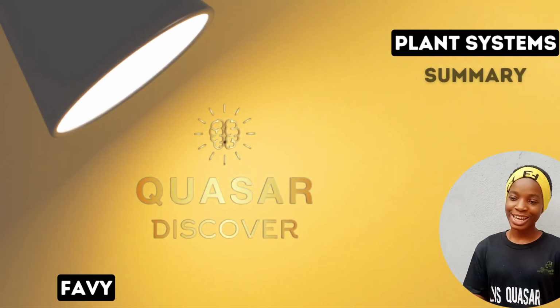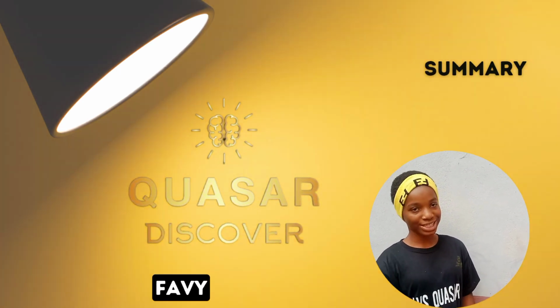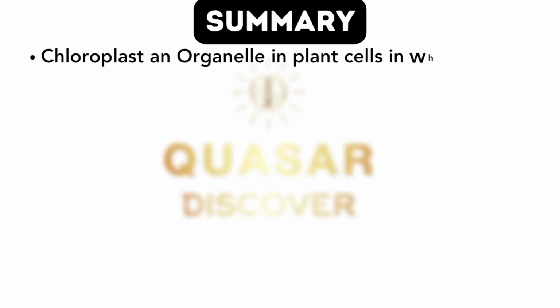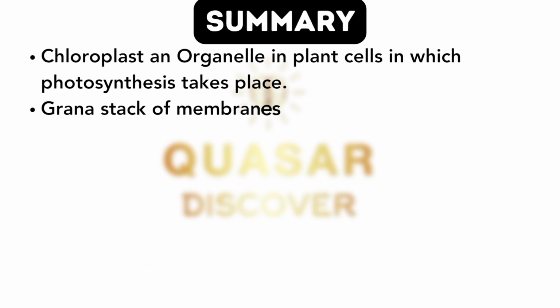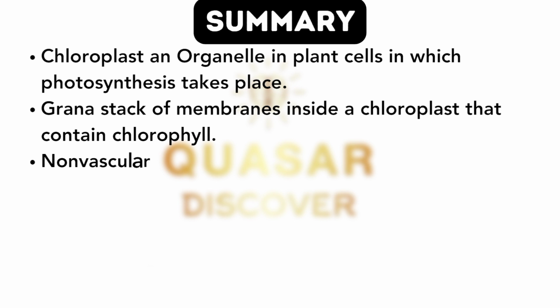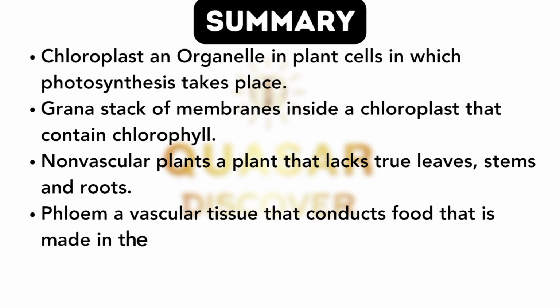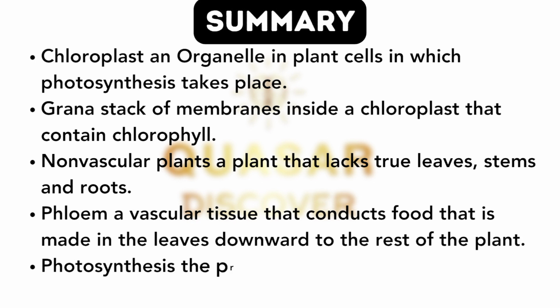In summary, chlorophyll is the pigment in chloroplasts that absorbs light. Chloroplast, an organelle in plant cells in which photosynthesis takes place. Grana, stacks of membrane inside a chloroplast that contain chlorophyll. Nonvascular plant, a plant that lacks true leaves, stems, and roots. Phloem, a vascular tissue that conducts food that is made in the leaves downward to the rest of the plant.